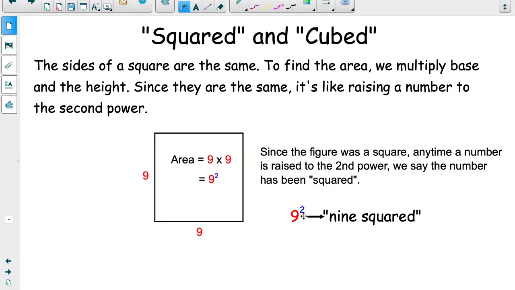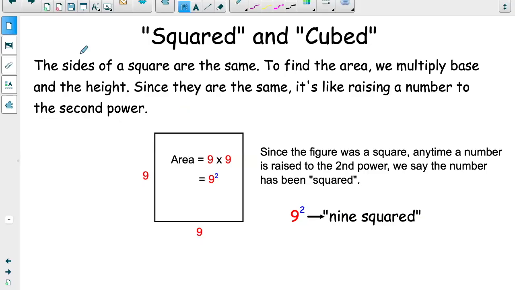Also, we can look at it, a square is a two-dimensional figure, meaning it has a length and a width. And notice that the exponent is also 2. So again, it's a number being multiplied times itself, which is just like the sides of a square. So whenever I see a number to the second power, I can think of that as the dimensions of a square, and therefore we call it 9 squared.